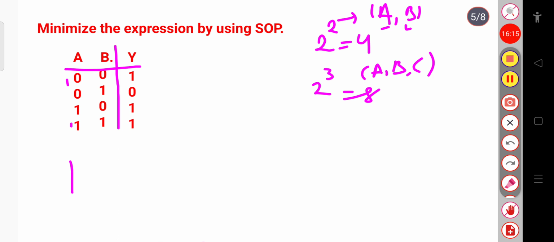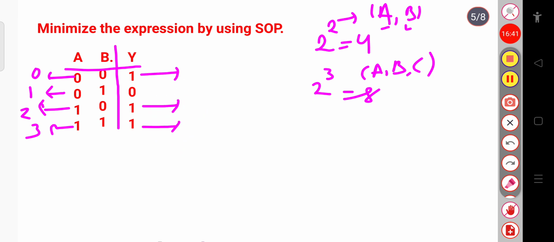Now you can see here, the first case is for 0, it means 2 power 0, and this is for 1 means 2 power 1, this is for 2 power 2, this is the second case, and this is your third case. This is 0, 1, 2, 3 simply. Okay. Here you can see that while we are calculating for SOP, we have considered the output to be 1, or simply we have considered the minimum term. This is called minimum term.